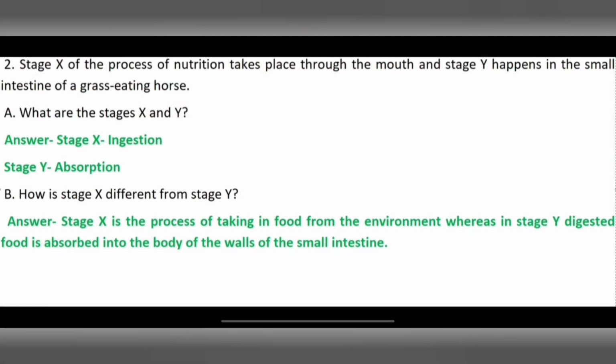Question number 2 is, stage X of the process of nutrition takes place through the mouth, and stage Y happens in the small intestine of a grass-eating horse. A. What are the stages X and Y? The answer is stage X is ingestion and stage Y is absorption. B. How is stage X different from stage Y? Answer: stage X is the process of taking in food from the environment, whereas in stage Y, digested food is absorbed into the body through the walls of the small intestine.